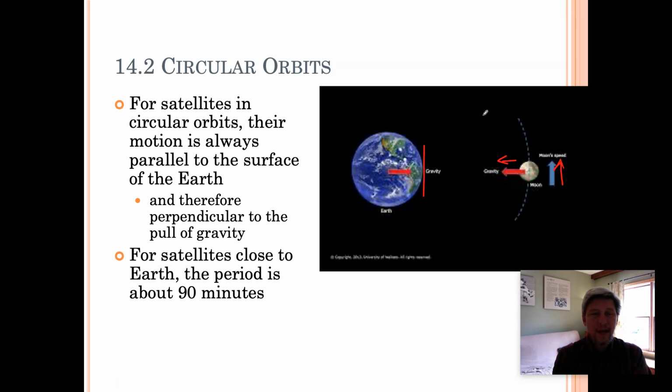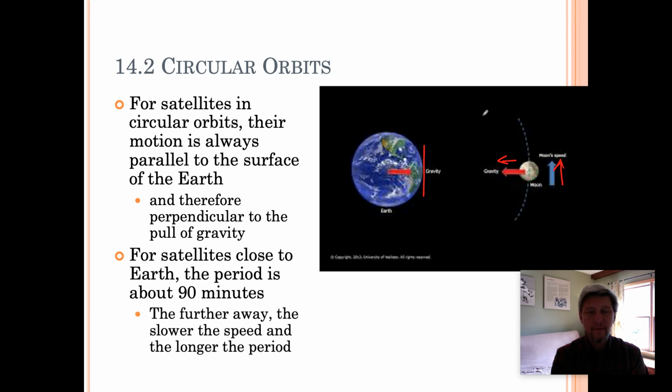Now, for satellites that are close to the Earth, and by close, I mean about 150 kilometers, that's about where we put most of our weather satellites, communication satellites, spy satellites, that sort of thing. At about 150 kilometers above the surface of the Earth, the period of a satellite is about 90 minutes. What that means is that every 90 minutes, only an hour and a half, that's not very long at all, a satellite orbits the Earth.